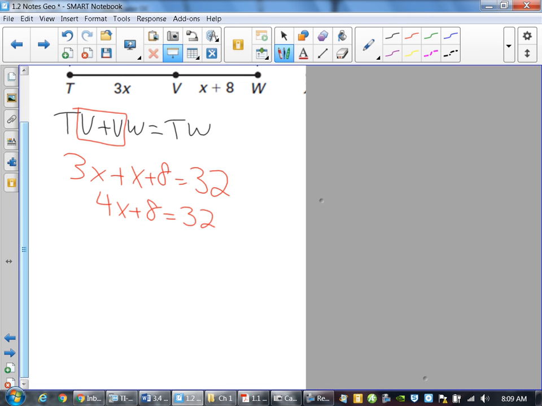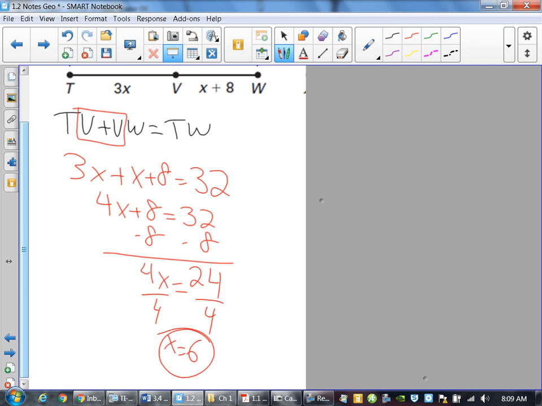Subtract the 8 I heard you mention. Good, good, good. And then you just put down 24. And then you divide both sides by 4, which x will give you 6. Very good. Is that the final answer?